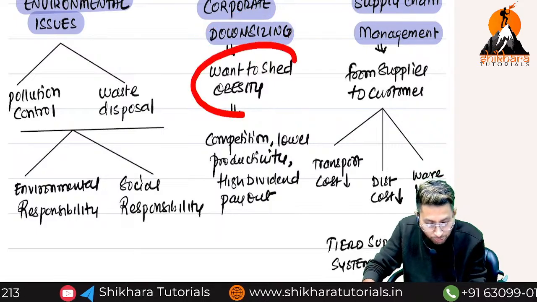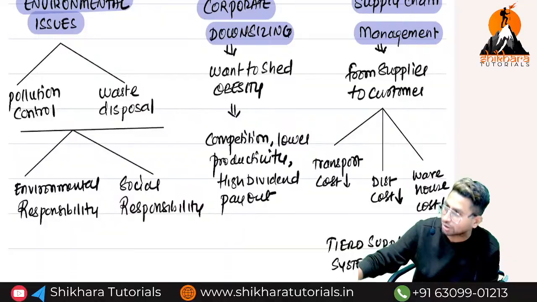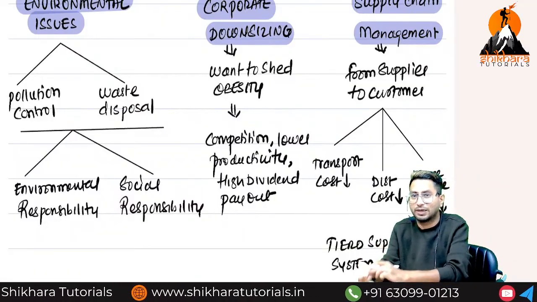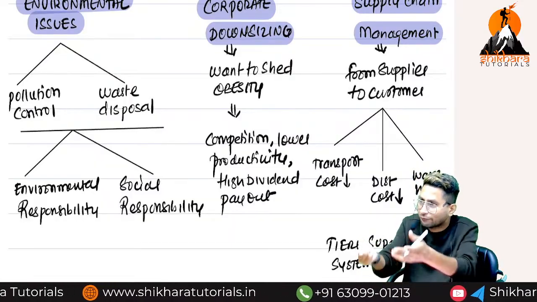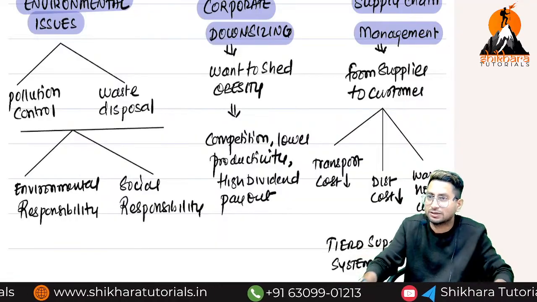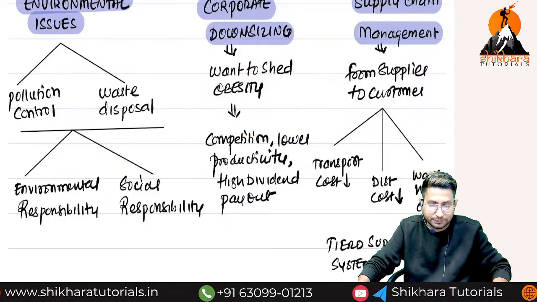I want to shed what? Obesity. So in simple words, when I'm removing lots of employees from my company, because maybe I may not have enough money to pay salaries to them, or I may have money to pay, but I don't have work to give them. Why should I pay them salaries and wages when I don't have work? So I will remove them. That is called what? Corporate downsizing.